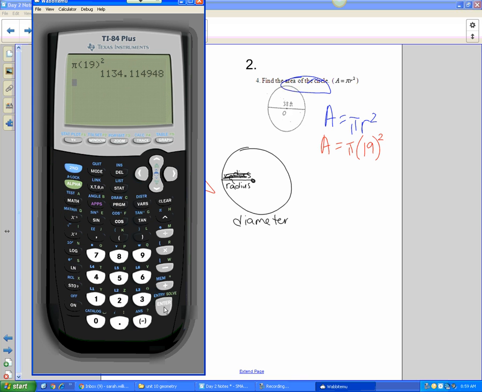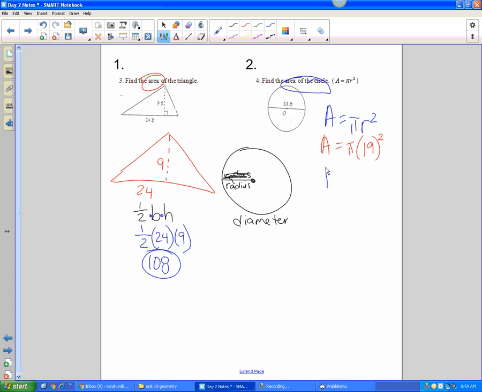And we'll go 1 decimal place. So it'd be 1,134 point what? 1. 1,134.1. Okay. Anybody have a question on that one?